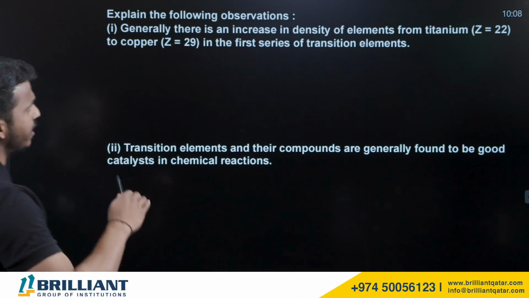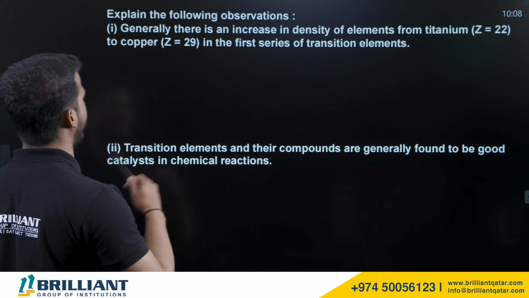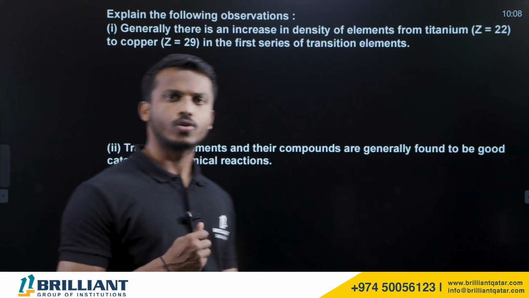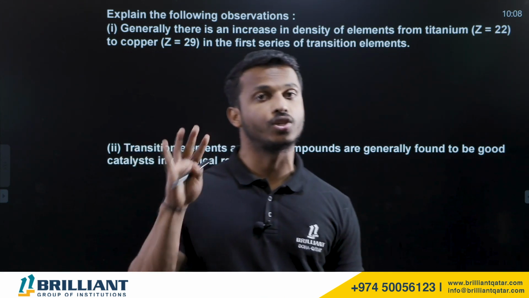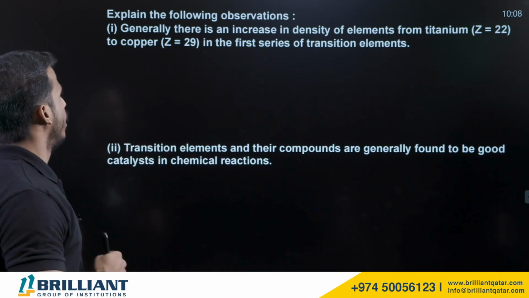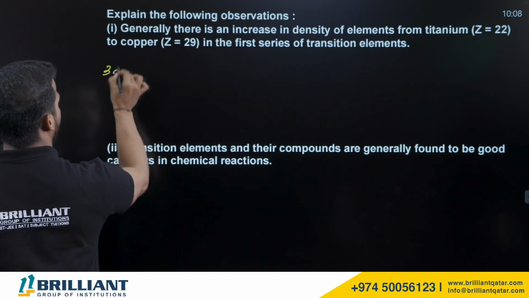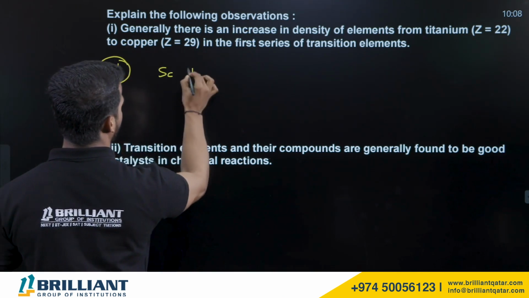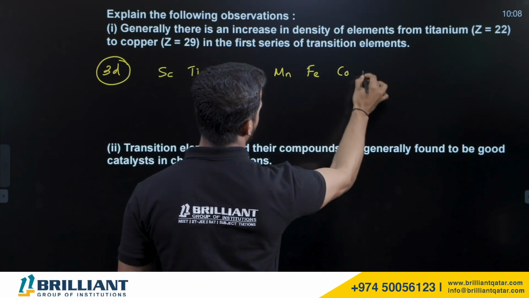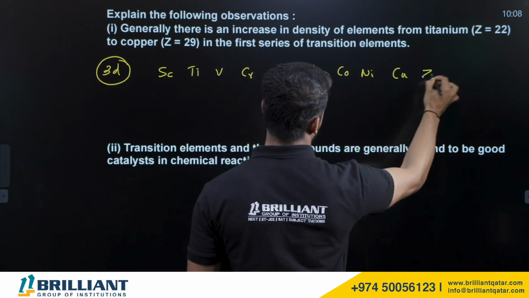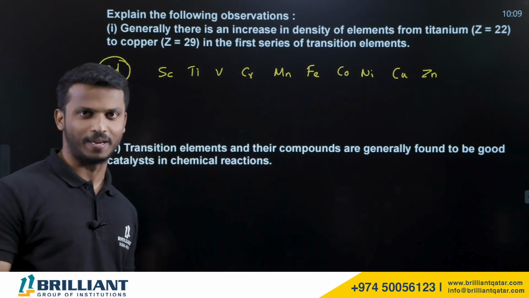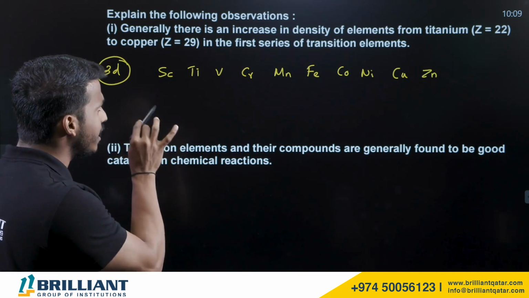Generally, there is an increase in density of elements from titanium to copper in the first series of transition elements. Dear student, in total we have 4 series of transition elements: 3d, 4d, 5d and 6d series, correct? The familiar 3d series elements are scandium, titanium, vanadium, chromium, manganese, iron, cobalt, nickel, copper, zinc. These are the 3d series elements because their outermost electron enters the 3d orbital.